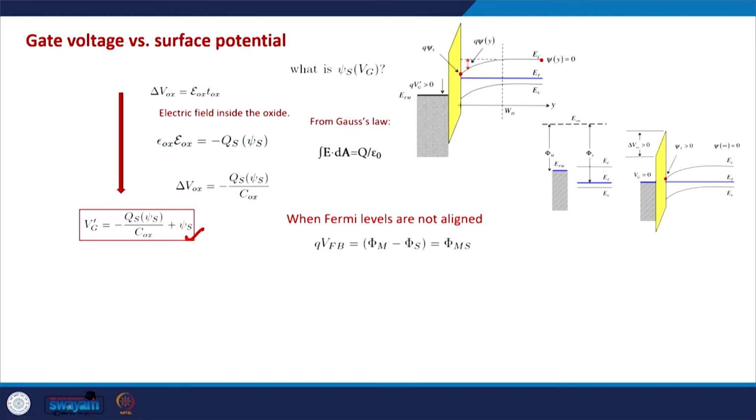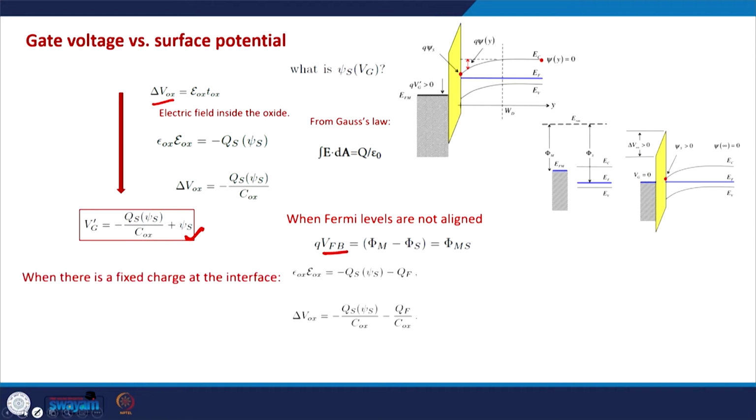these voltages, the voltage drop in the semiconductor and in the oxide, also need to account for the flat band voltage. Also, if there is a fixed charge at the interface because of the fabrication, because of various conditions, we also need to account for QF while calculating the electric field in the oxide. And not only QS, we also need to account for QF in this calculation. So that's why this delta Vox becomes minus QS divided by Cox minus QF divided by Cox.